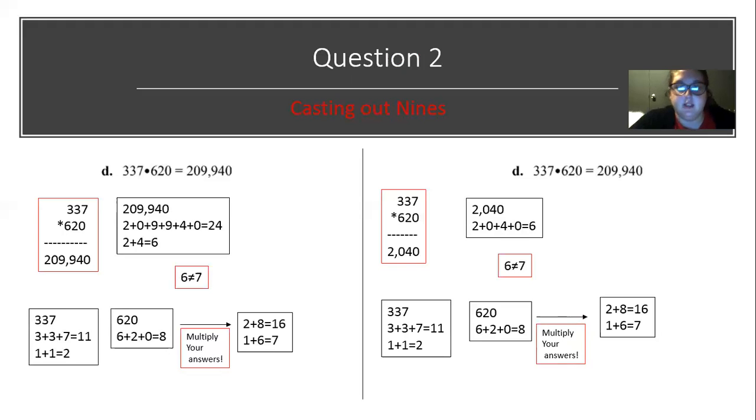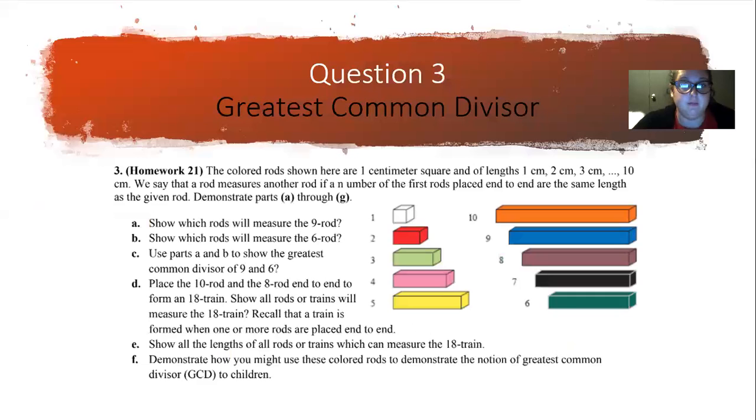But the only difference is out of that 209,940, we're going to take out the 9s. So we're left with 2,040. We're going to add those digits up together, and basically we're left with 2 plus 4, which equals 6, which is what we got on the other side as well. And so we know that 6 is not equal to 7. All right, we're going to move on to question 3 now.